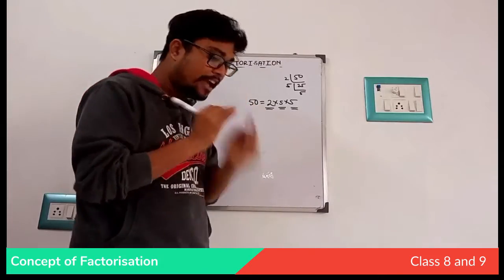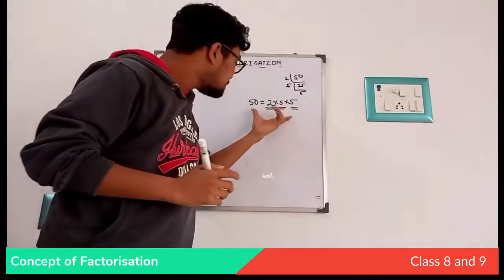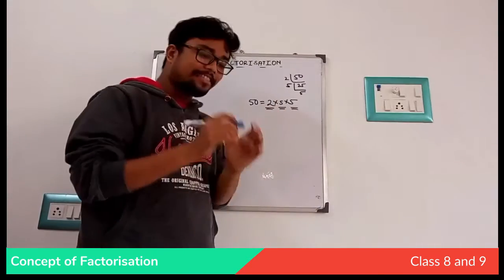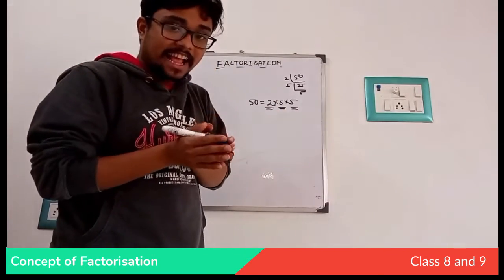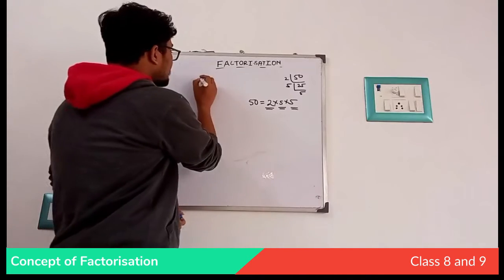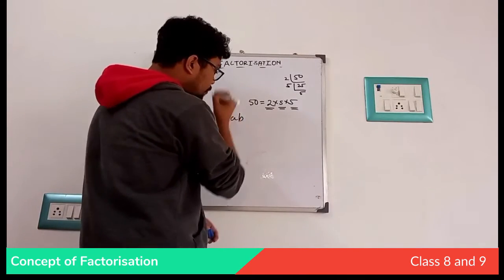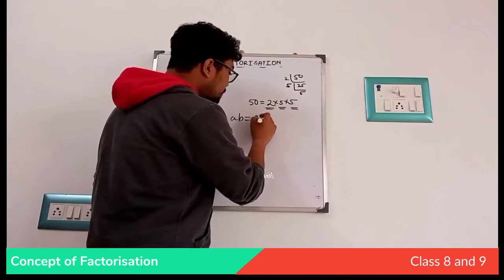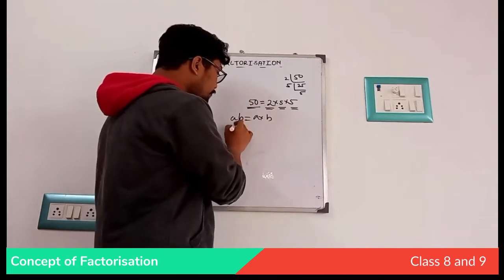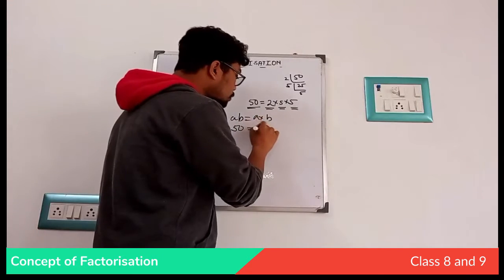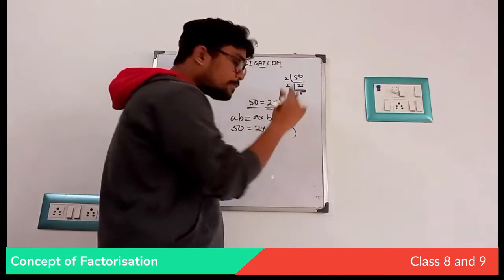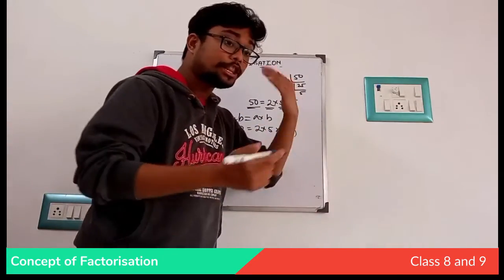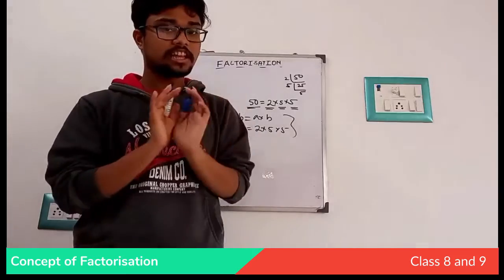If I try to convert this into a sentence, what outcome will take place? When any expression, suppose A into B, can be written as a product of two expressions, suppose A and B, or 50 as a product of 2 into 5 into 5, so when an expression can be expressed as a product of two or more expressions, then this process is called factorization. That is clear, very clear to all of you.